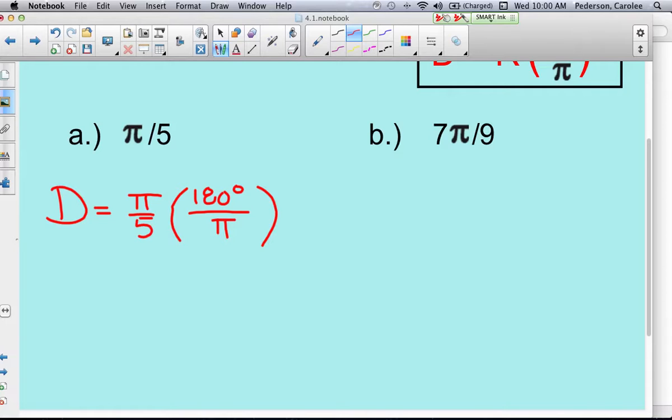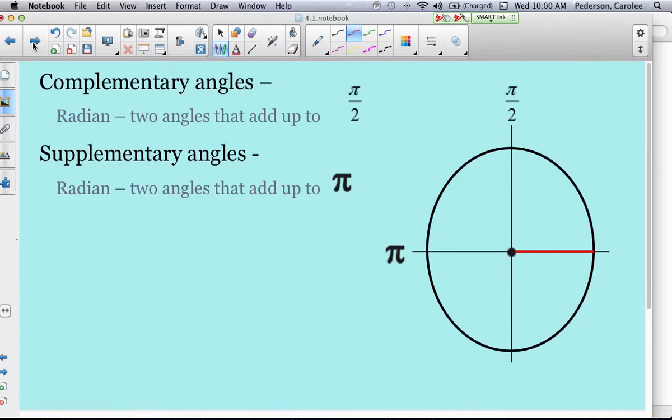Now what's going to cancel here? The pi's will cancel. We're left with degree measure. So now we multiply across, which is 180 degrees over 5. 180 degrees over 5 is? What is it? 36 degrees. So pi over 5 equals 36 degrees. Do you want another one of those, or are you kind of getting it? You're comfortable with the converting? Okay. All right, let's go on to complementary and supplementary.